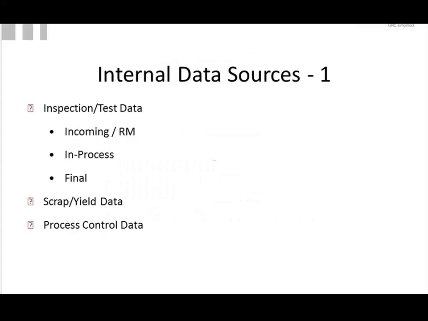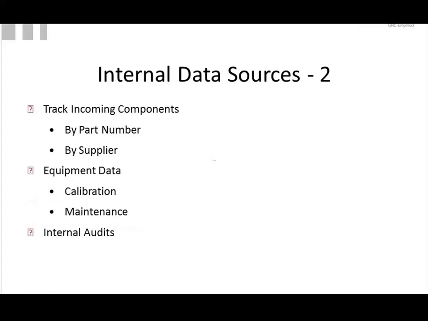What are some internal data sources? These are data sources within your company. Well, it'd be inspection data, QC data, and it could be through the entire supply chain. Scrap and yield data, as I mentioned earlier. Production process control data, and you should be having that in place. That's part of your GMP requirements. Incoming component data. Maybe you have QC data by incoming component, part number, supplier even. And you look at that.